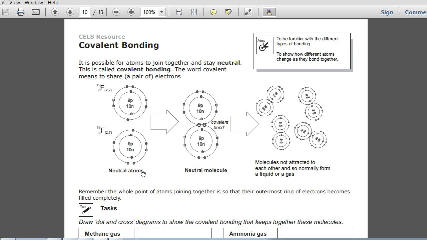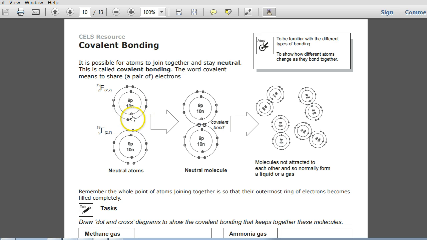So one of the key differences, as we talked about, is that we're not forming ions. The atoms are going to join together, but they're not going to form a positive or a negative charge. They're going to stay neutrally charged. In other words, they're still going to have the same number of protons as they do electrons. So what's going to happen here? We're going to start with our two separate atoms, and when they form a covalent bond, they share a pair of electrons.